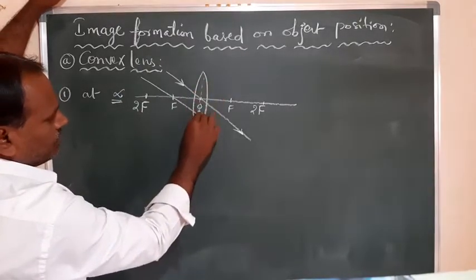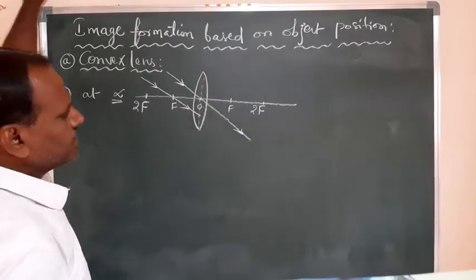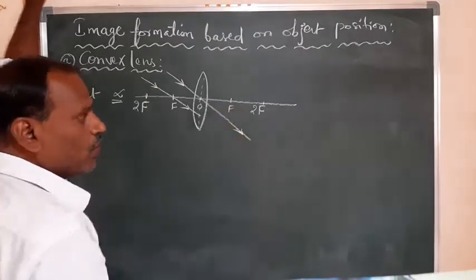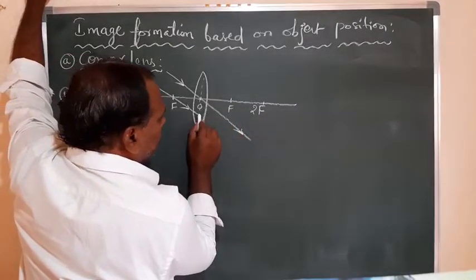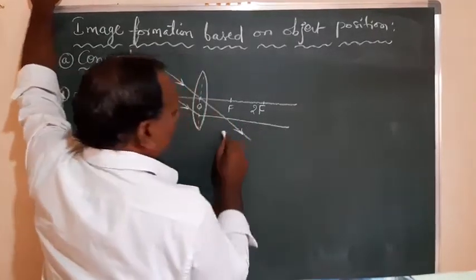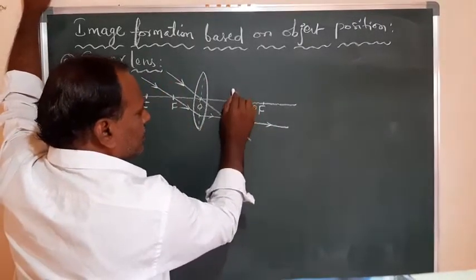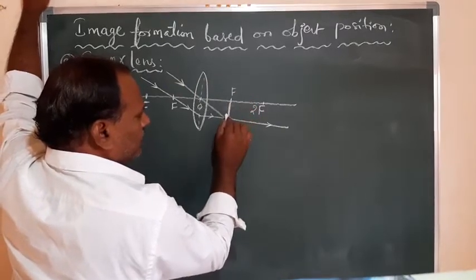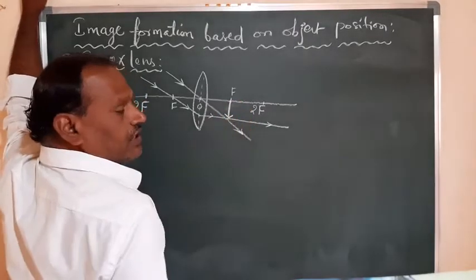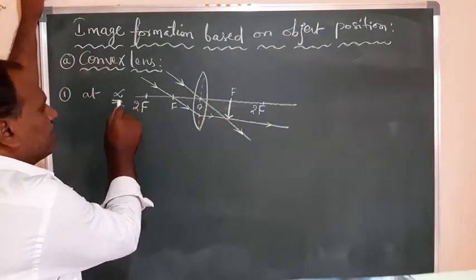So this is what you can observe: the ray coming from infinity and passing through the focus. Where it passes through the focus, it is refracted and goes parallel to the principal axis. You can observe the ray going parallel to the principal axis like this. Where the rays intersect, the image is formed. Here, at the focus, you have the formation of the image. So the image is formed at the focus when the object is at infinity.